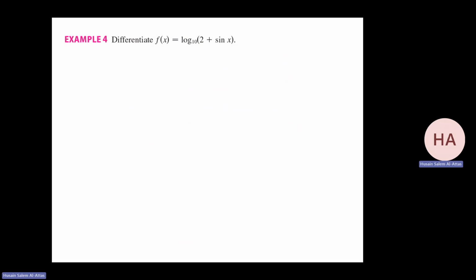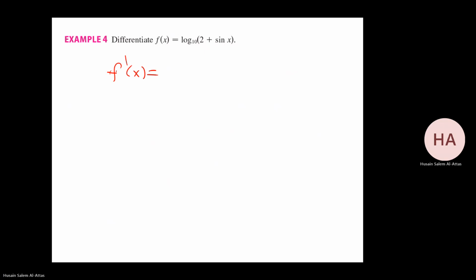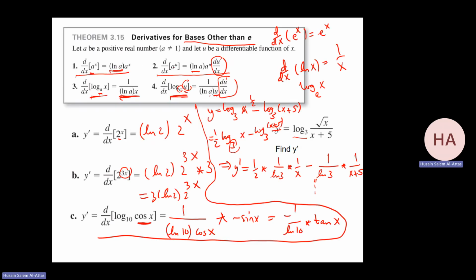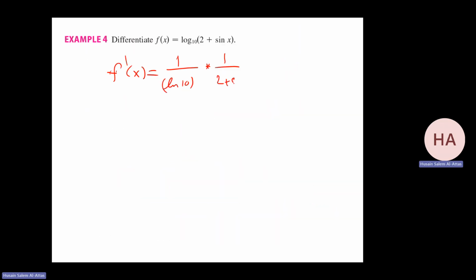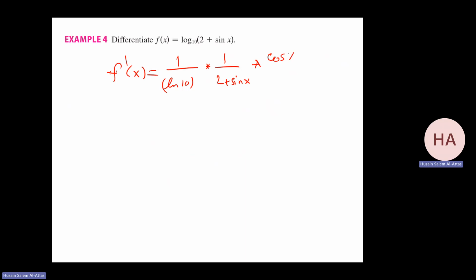Log with the base 10 of 2 plus sine x. What will be f prime? F prime, I'm applying this formula. But I have u, so it will be 1 over ln 10 times 1 over u, which is 2 plus sine x, times the derivative of u. What's the derivative of u? Cosine x. So the answer is cosine x over ln 10 times 2 plus sine x. Okay.